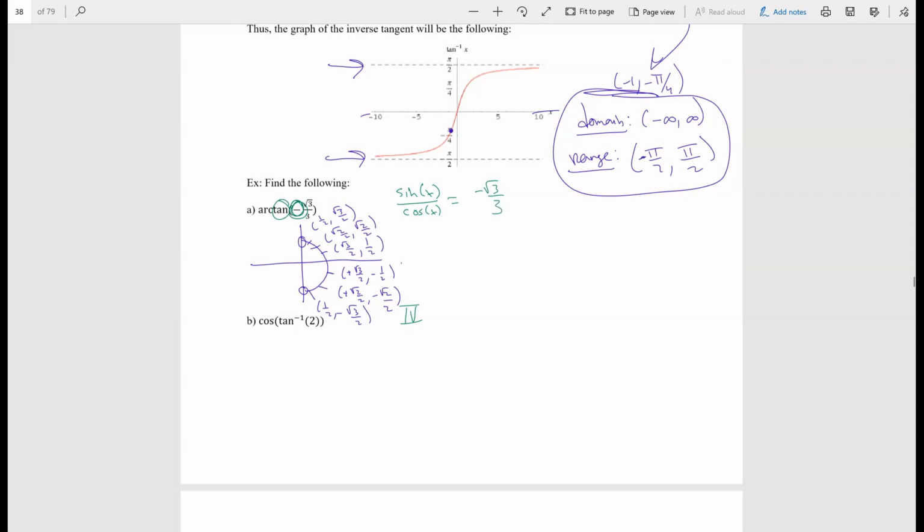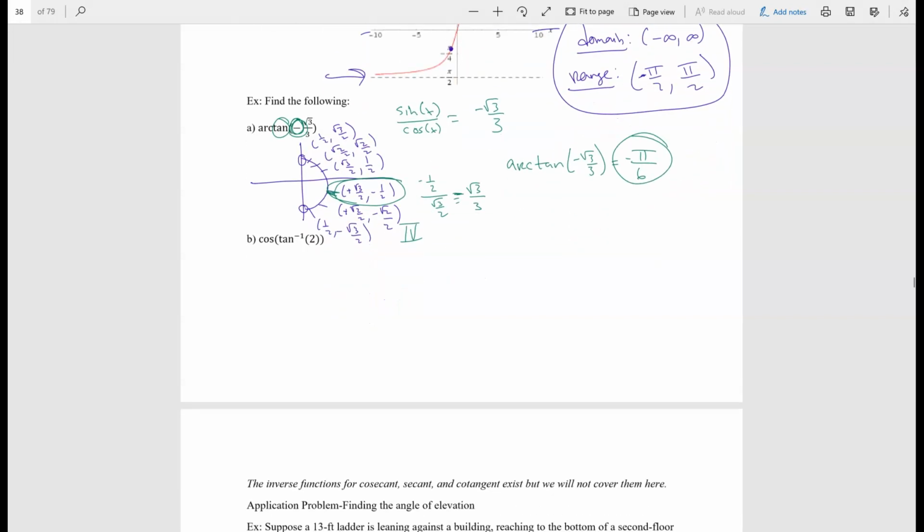With a little algebra, you see that this is the angle we're looking for, because if I divide negative 1/2 by square root of 3 over 2, I get negative square root of 3 over 3. This one is on the bottom, which is negative pi over 6. So the arctangent of negative square root of 3 over 3 is negative pi over 6. That's my answer. Now let's do this last problem: cosine of tangent inverse of 2.